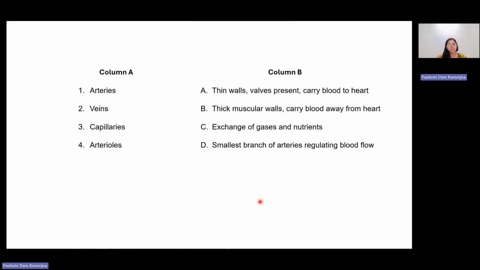Before I explain all of these, let me just ask you if you can remember. So these are the types of blood vessels that you have. You have more also, but that I will come to later. But for the time being, you have 4 blood vessels: arteries, veins, capillaries, and arterioles. What are their features?